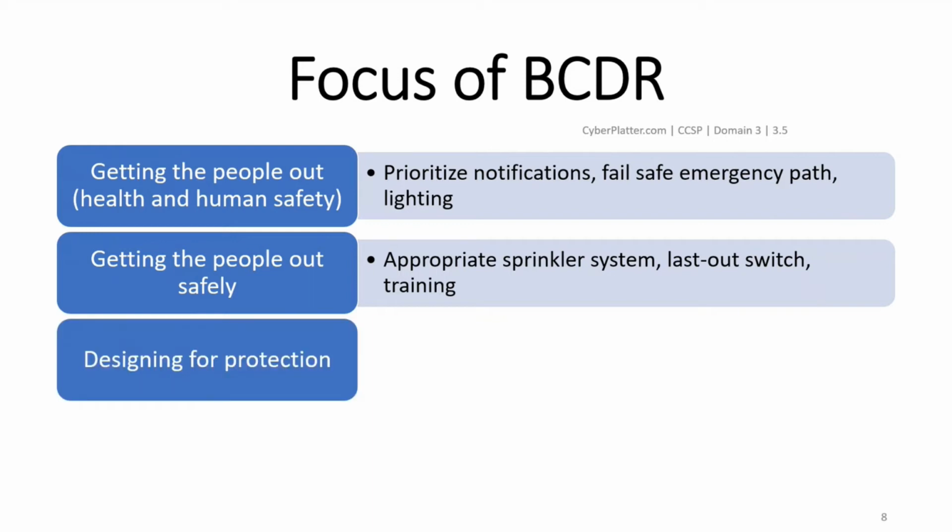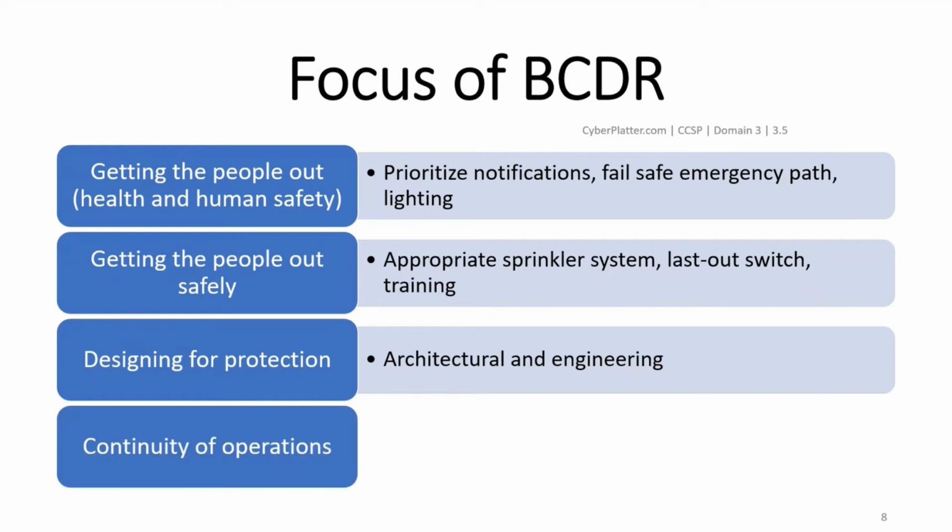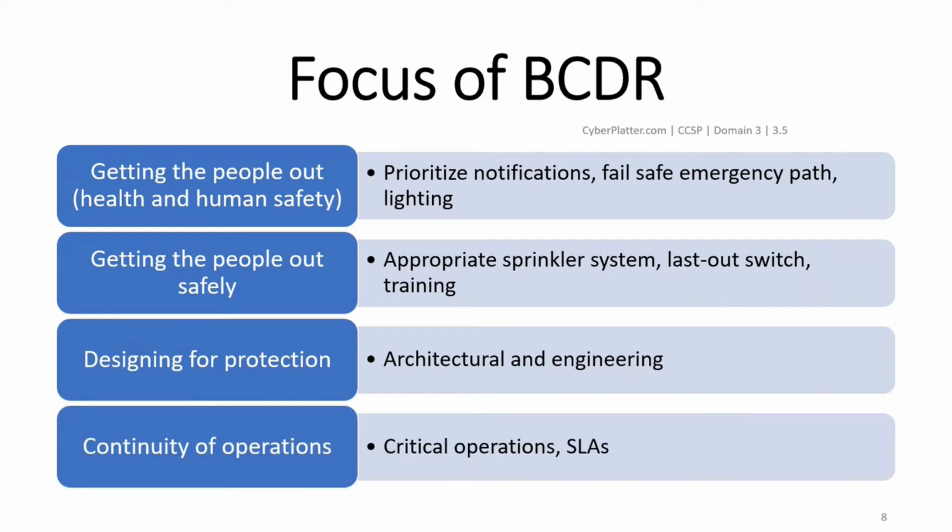Next one is designing for protection. Other architectural, engineering, and local construction code concerns must meet local needs, such as facilities that are built to withstand and resist environmental hazards. The next one is continuity of operations.